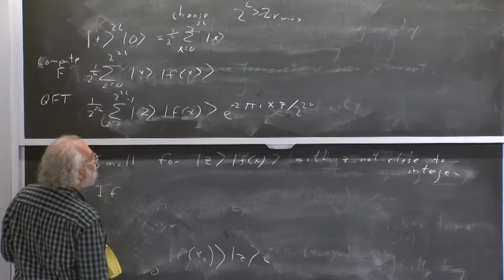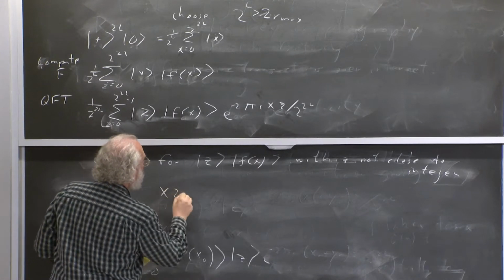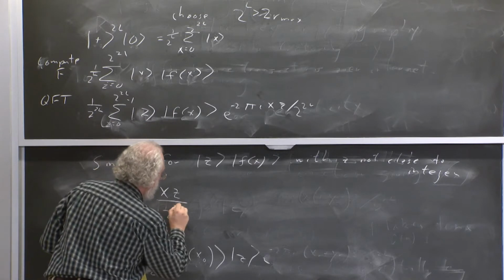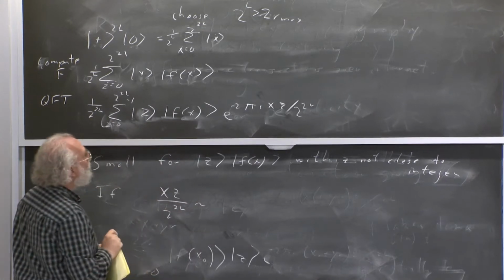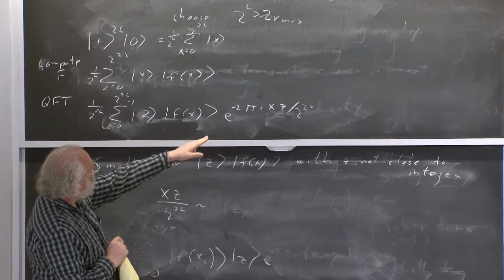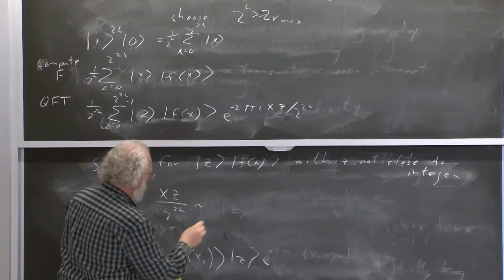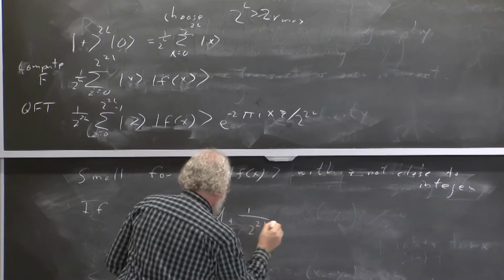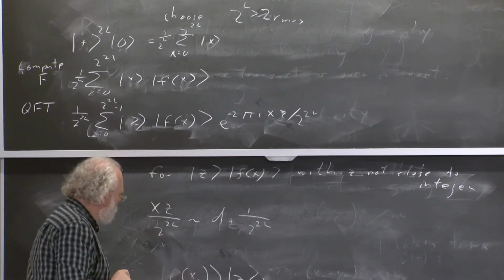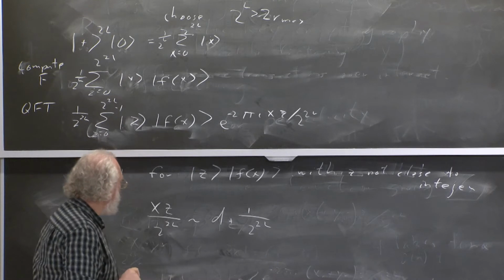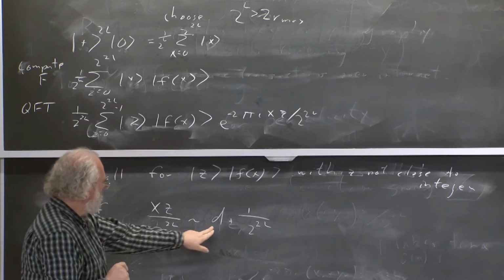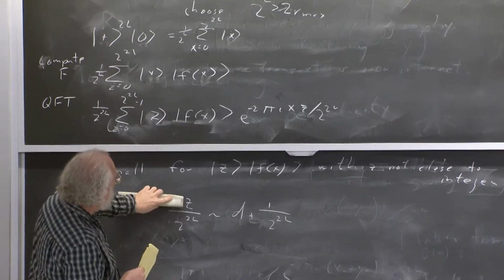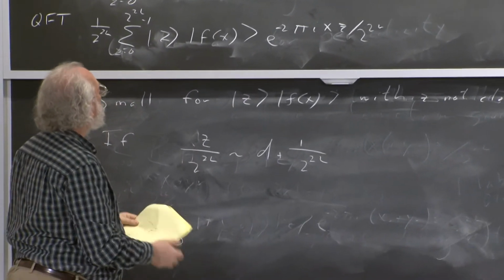If xz over 2 to the 2L is roughly, well, d plus 1 over 2 to the 2L, so it's very close to an integer. Xz if, no, this is supposed to be rz.